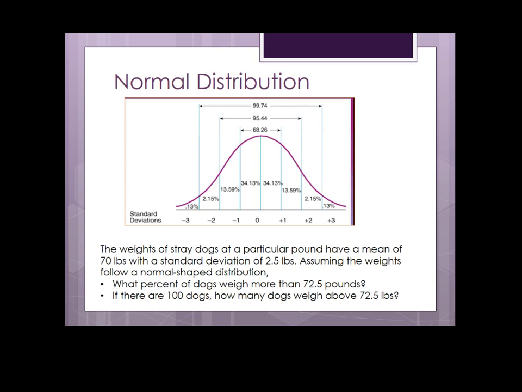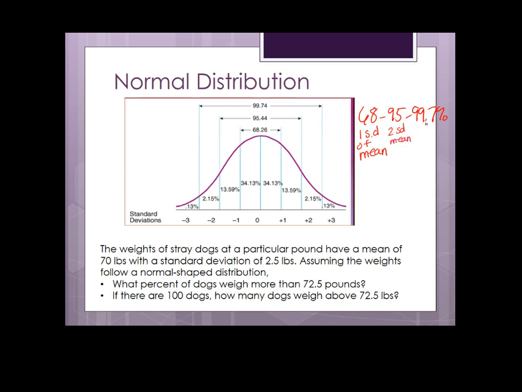Another last topic, normal distribution. So if something is normally distributed, that means it makes this perfect bell curve. And there's a rule, it's called the 68, 95, 99.7 rule, that says that if something is normally distributed, so if it makes this nice bell curve, then 68% of the data falls within 1 standard deviation of the mean. About 95% of the data falls within 2 standard deviations of the mean.